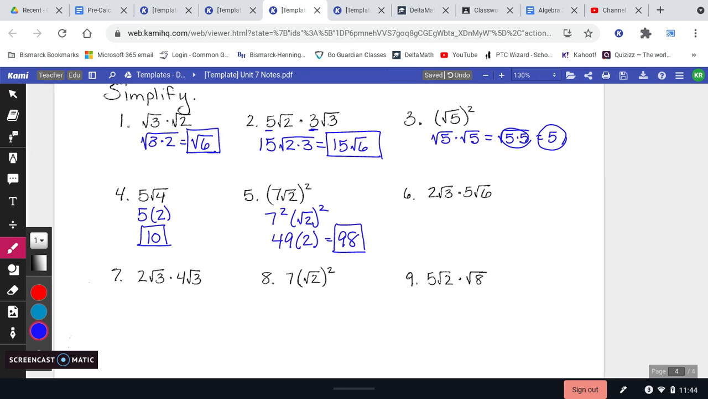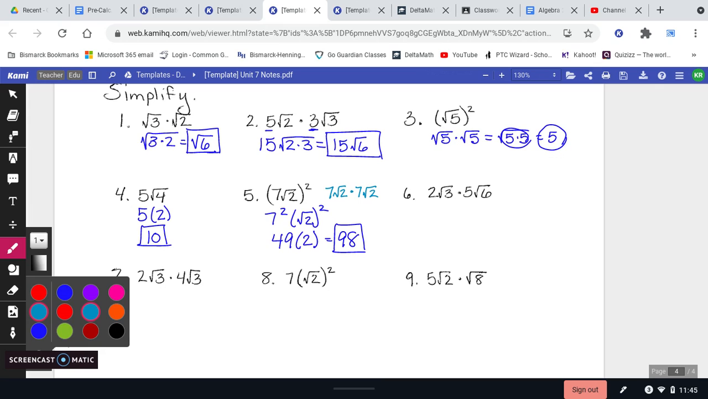Okay, the other way you could think about this one, and maybe you'll like this way better, I could think of this as 7 root 2 times another 7 root 2. Okay, because I'm squaring it, so it's that times itself. So there you have the 7 times 7, which gives you the 49. And then the root 2 times the root 2 would simplify to that 2 again. So you would get that same answer.